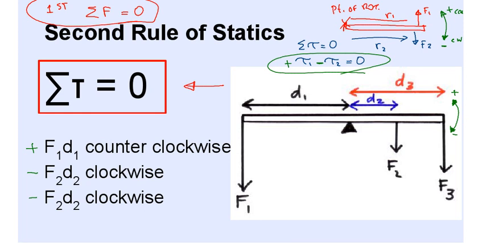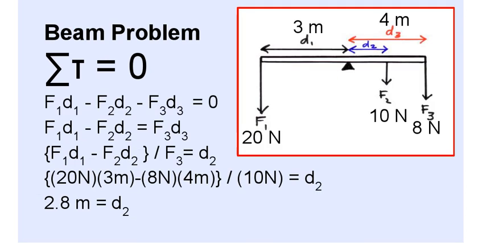On the next screen here we've done that, and here is the beam problem that we want to think about. Same beam, same force 1, 2, and 3. I've made up some numbers now. Force 1 is 20 newtons, force 2 is 10 newtons, force 3 is 8 newtons, and those are at distances 3 meters and 4 meters, D2 is unknown here. So we'd like to find out where I need to put this 10 Newton force to balance the stick so that it doesn't rotate, so that it stays static. 3 people pulling on it, we want everything to cancel out.